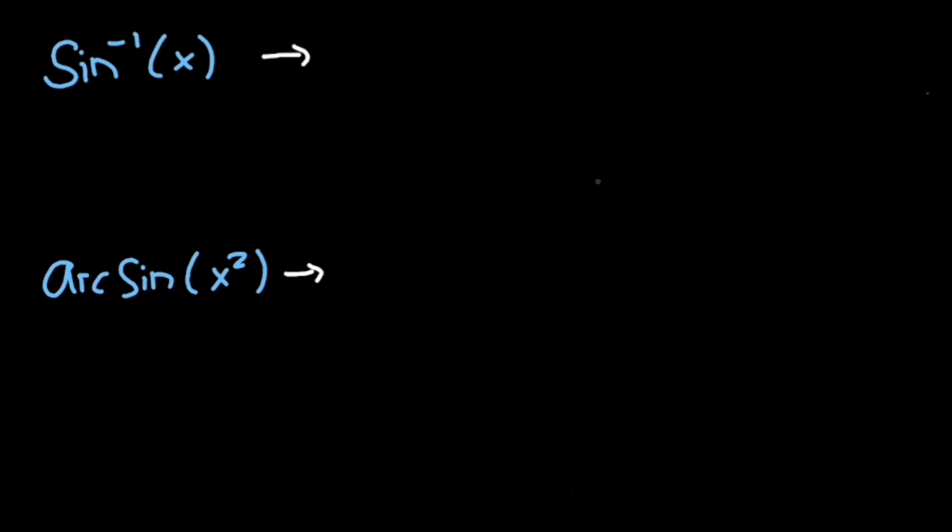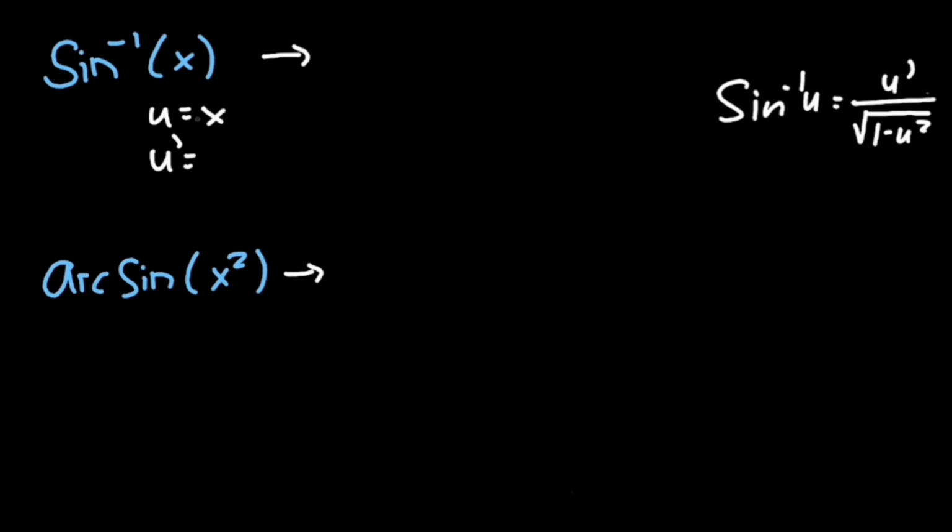Moving on to the examples, let's start first with the derivatives of arcsine of u. The formula for this once again will be sine raised to the power of negative 1 of u will be u prime divided by the square root of 1 minus u squared. Now in this case, let u here be x and u prime be the derivative of x, which is 1. Plug this into the formula and you will get 1 over the square root of 1 minus u squared, which is x squared.